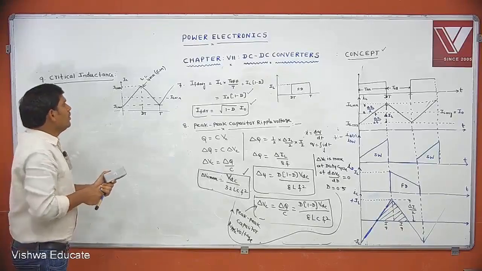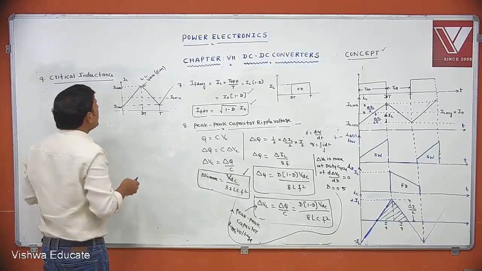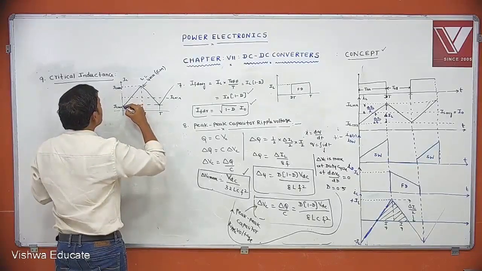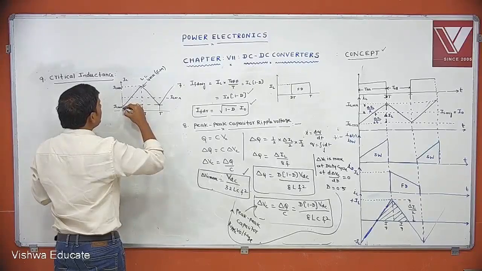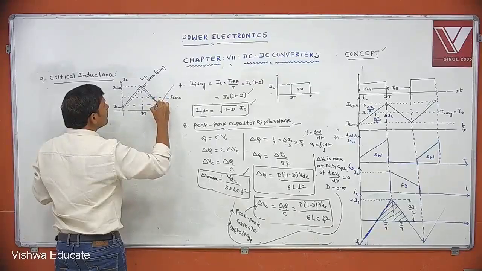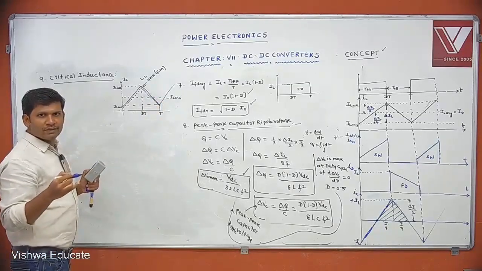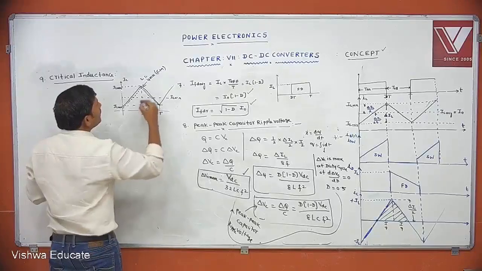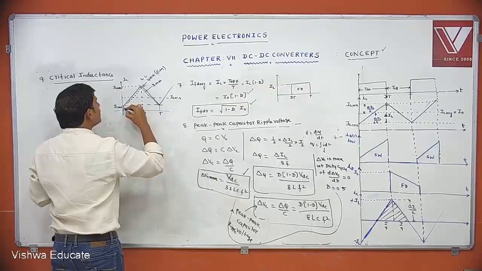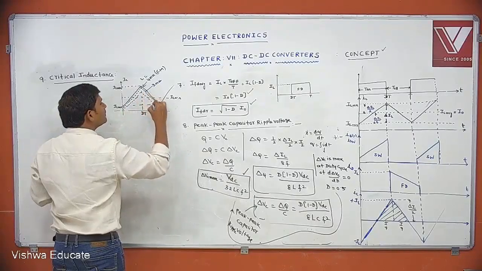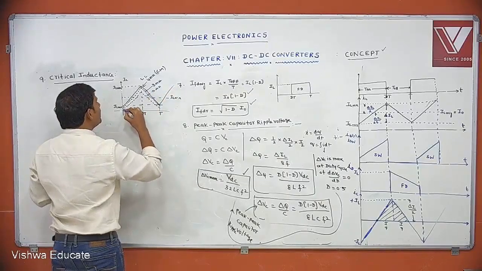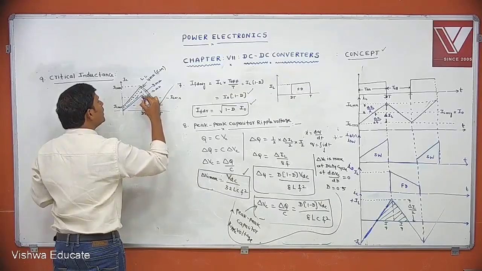Now what I am doing? We are reducing the inductance. If you reduce the inductance, then what about the current? We can get the wave shape like this. This is for 3 millihenry. Again we reduce the inductance and get the wave shape like this. Let this be for 2 millihenry. Again we reduce the inductance.